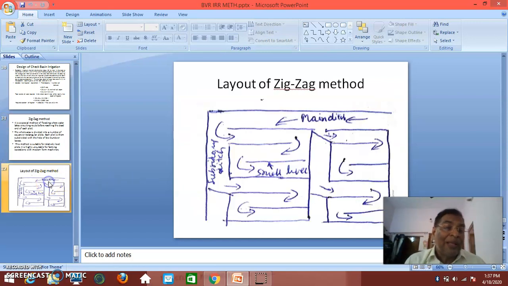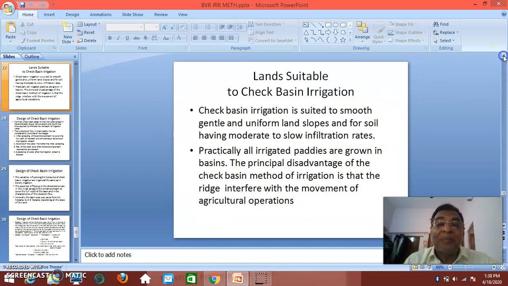Let us go for the actual layout. You can see the layout of the zigzag method. This is the main ditch, then water is diverted like this, and then comes to this and again goes back. So to and fro like this. Again water is diverted like this. This method is mostly used for chilies and cash crops like tobacco, and many such things. So this almost completes the check basin method.